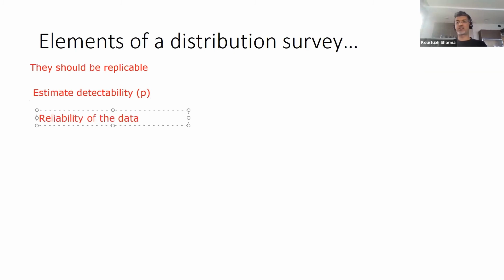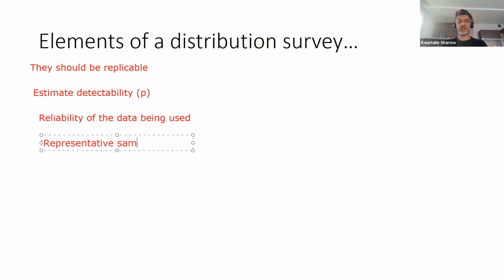Is that all right to say reliability of the data being used? Ursa, does that make sense? Okay. Ranjana says it should be representative sampling. Fantastic point. Effort, excellent.